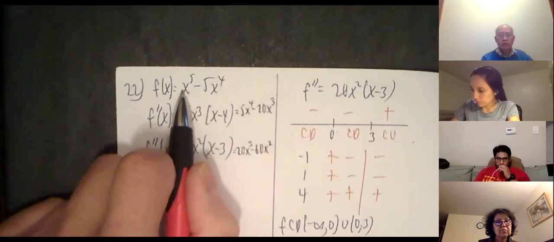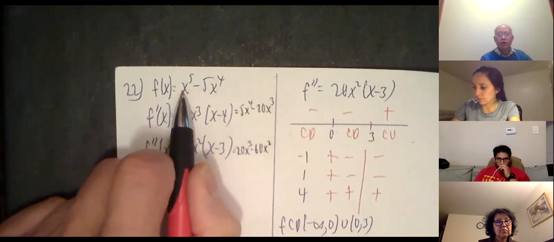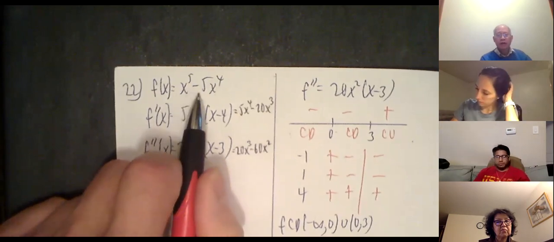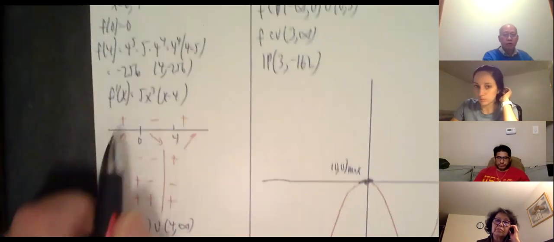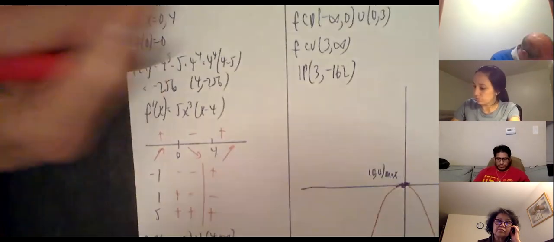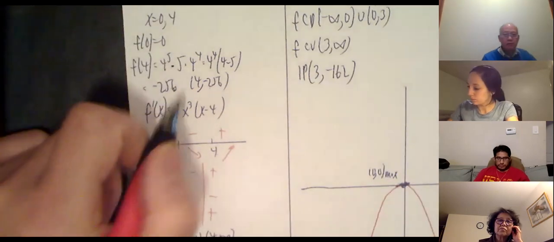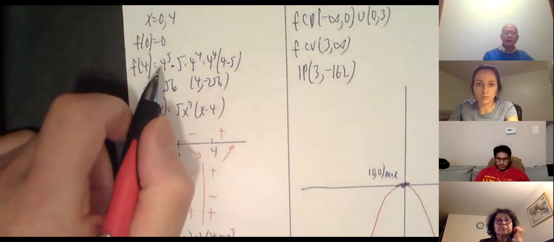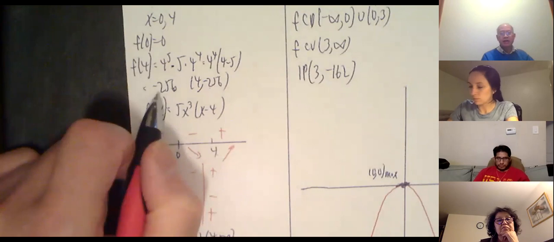Plug in 4 here and 4 here. 4 to the 5th power minus 5 times 4 to the 4th power. You could punch it in a calculator. Okay, it comes out to be negative 256.